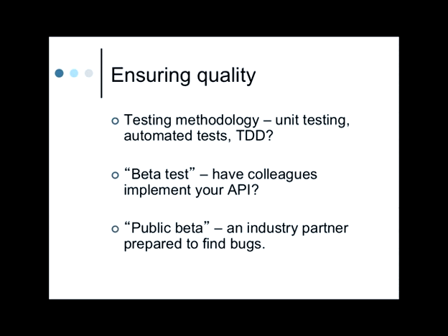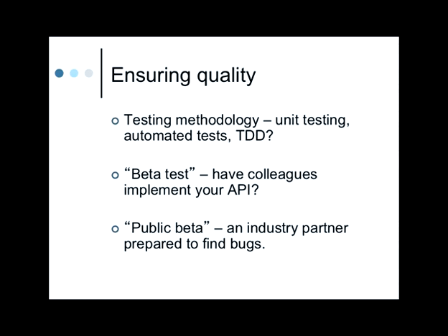So a big part of that is making sure you've got something that's high quality. You can do various kinds of testing: unit testing, automated tests, TDD, which is test-driven development. You actually write the tests first and then develop the software to pass those tests.